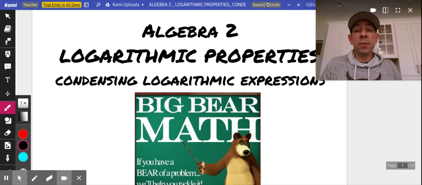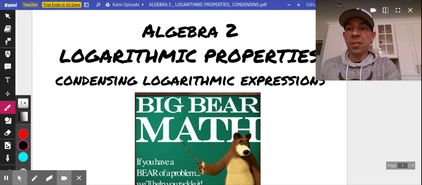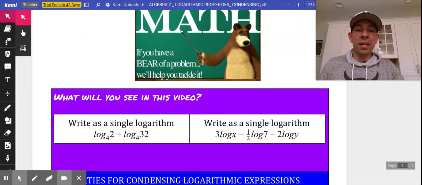Well, our previous video was all about using our logarithmic properties to expand these expressions. Today, we're going to do just the opposite. We're going to reverse that process and try to condense those expressions into a single log. And that's what you'll see the directions say constantly as we go through these. Directions are going to say, write as a single logarithm.